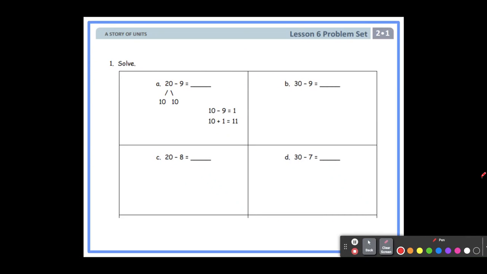Now it's time for you to show me what you have learned. Can you solve all of these problems using the strategy I've just taught you? Show me what you got. Pause the video and work on your problem set. Remember, this is Module 1, Grade 2, Lesson 6.